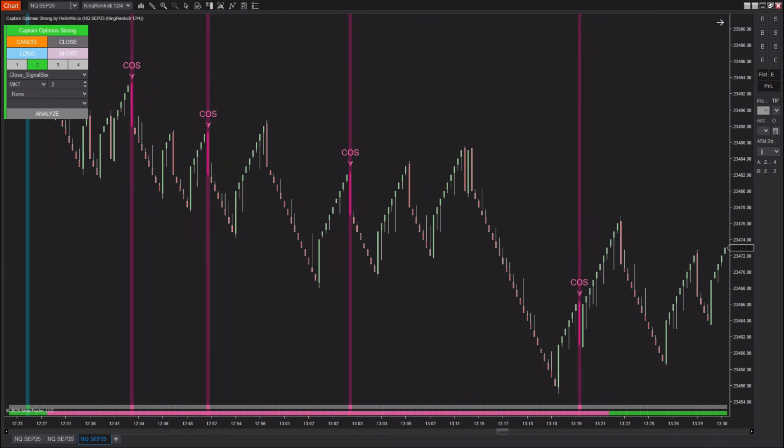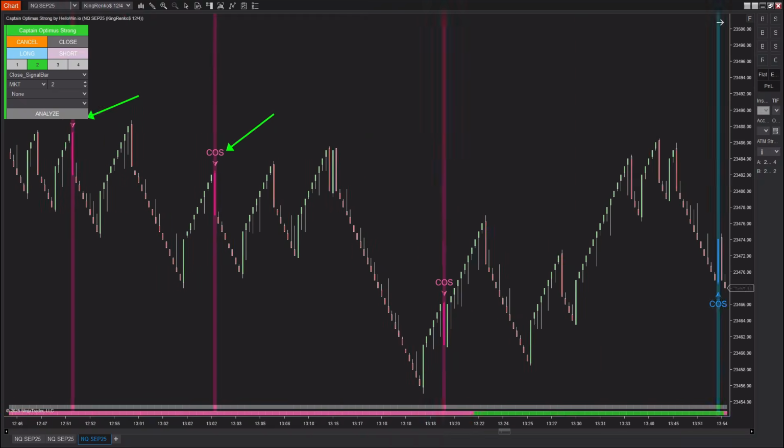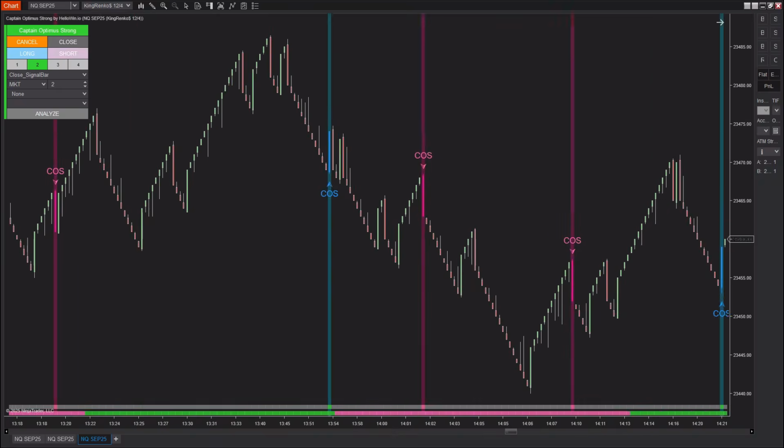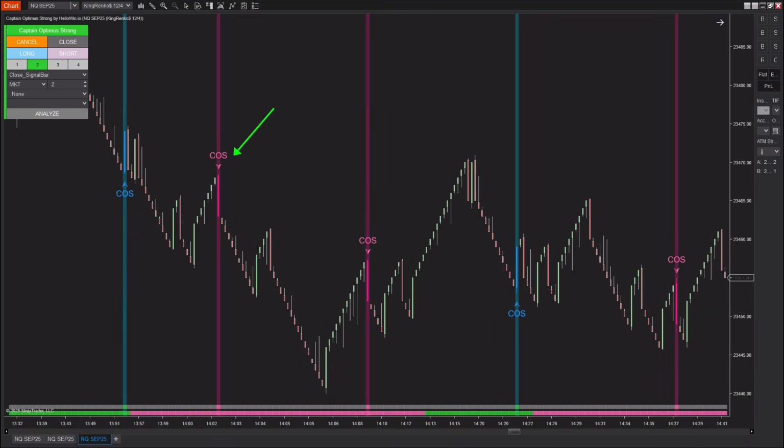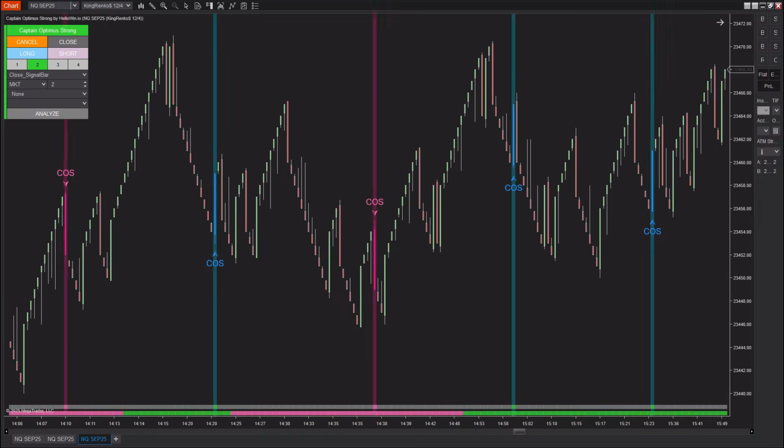Now, to see how effective this combination truly is, let's take a closer look at their signals on the King Renko 12-4 chart, where market structure becomes clearer and cleaner to interpret.